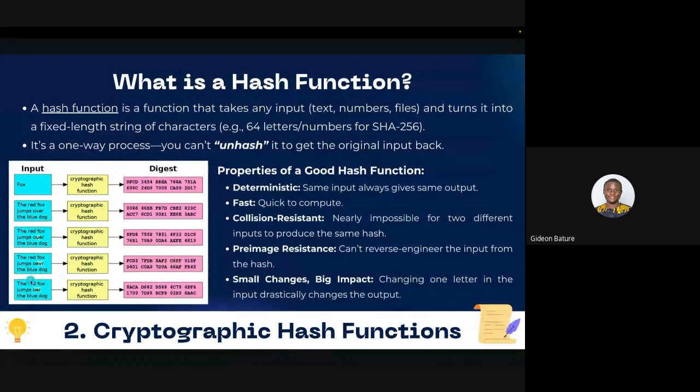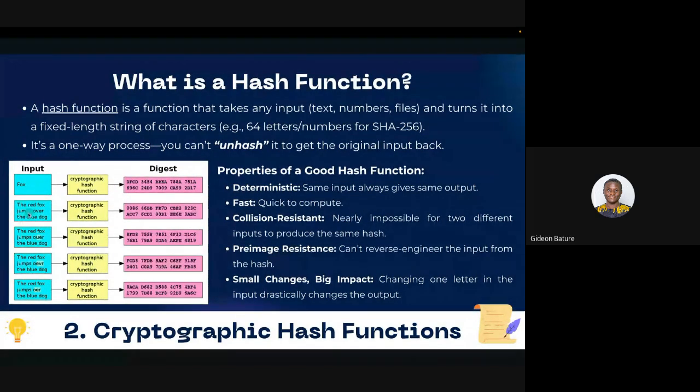So let's look at an example of this. All right. Now, if we take the input Fox and we pass it through a cryptographic hash function, you can see what it is giving us as an output here.